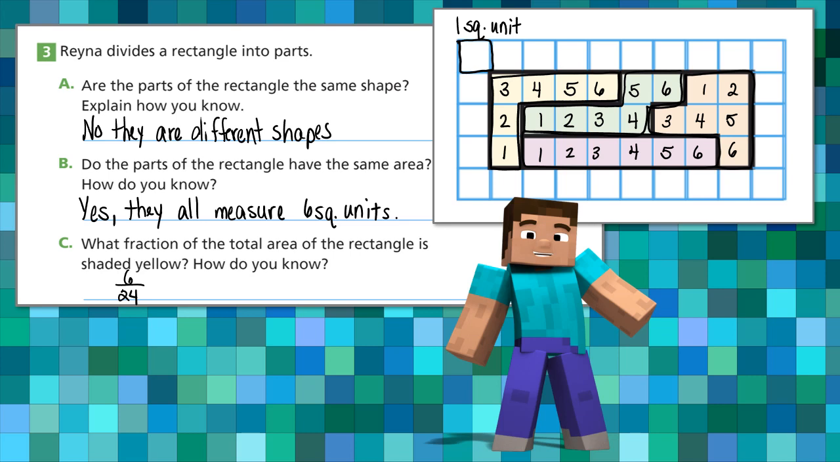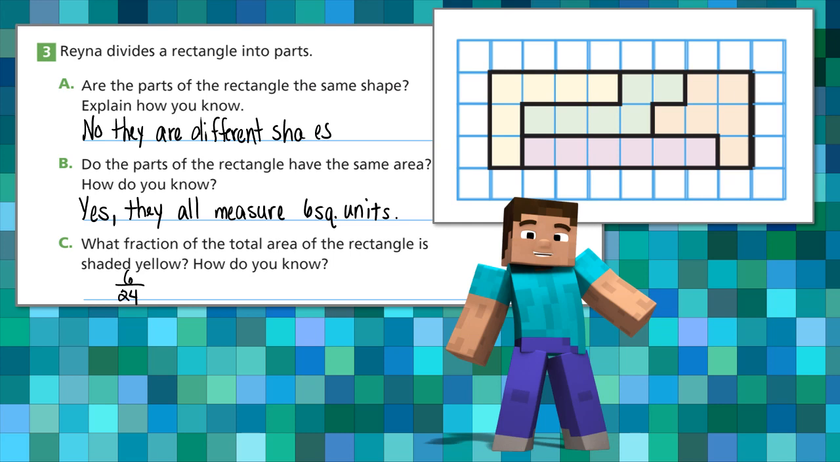But I also want to show you another way. Instead of looking at the individual units, I know that each of my parts have the same area, and I know that this shape is made up of 4 equal parts: part 1, part 2, part 3, and part 4. So I know that my yellow part is 1 part out of the 4. So I can also write the fraction 1/4.